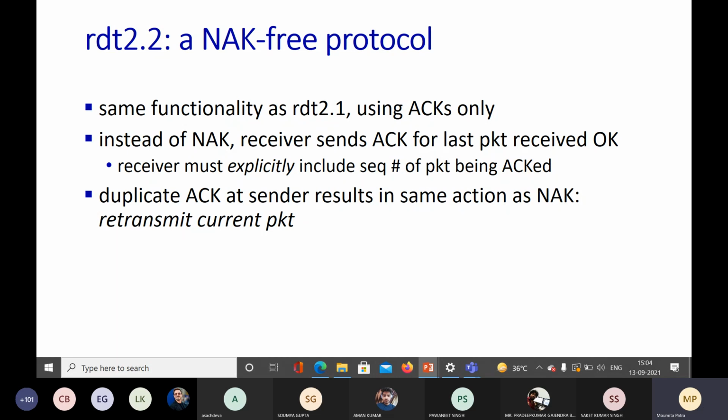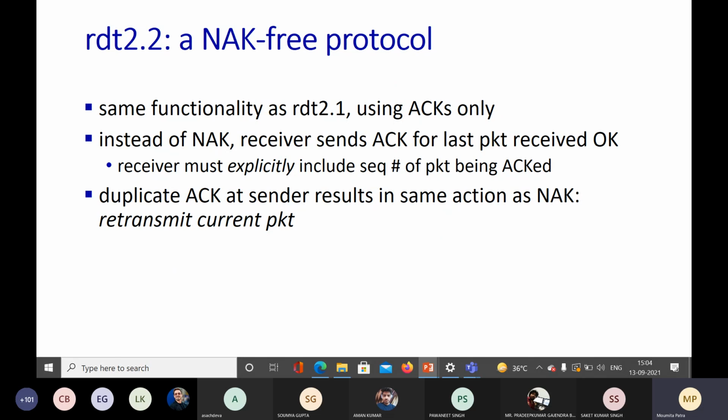So if from the receiver side you can reduce the complexity a bit more, it will always be helpful, right? In RDT 2.2, we are going to use only acknowledgement packets. No need for the NAK packets, because we try to reduce the complexity as much as possible. Whatever the receiver receives, it is going to respond with only ACK packets.